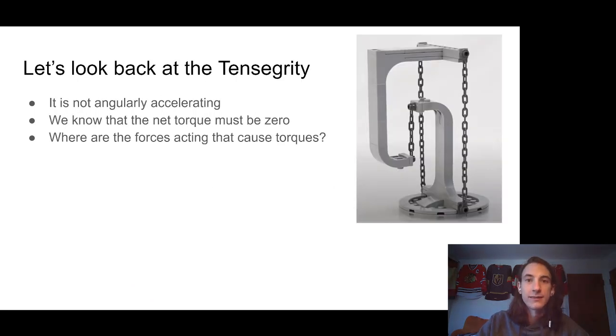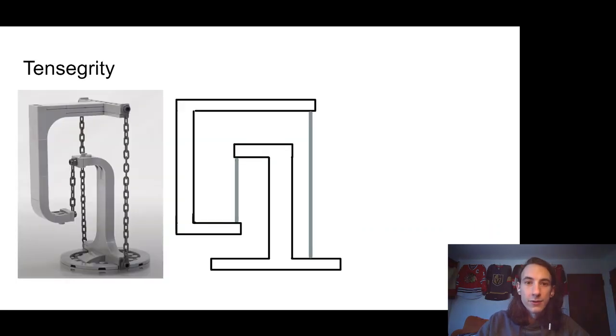So let's look back at this tensegrity. We know that it's not angularly accelerating, so we know that the net torque has to be zero. But what forces are causing the torques? We have these torques and these forces, so what's causing this thing to balance? What's causing this thing to not rotate? I redrew it here.